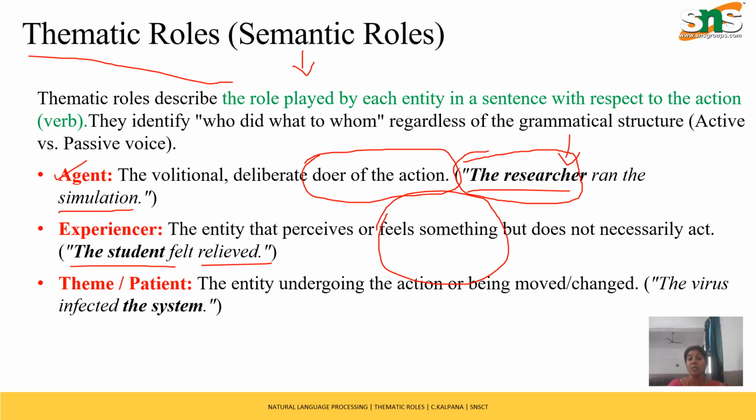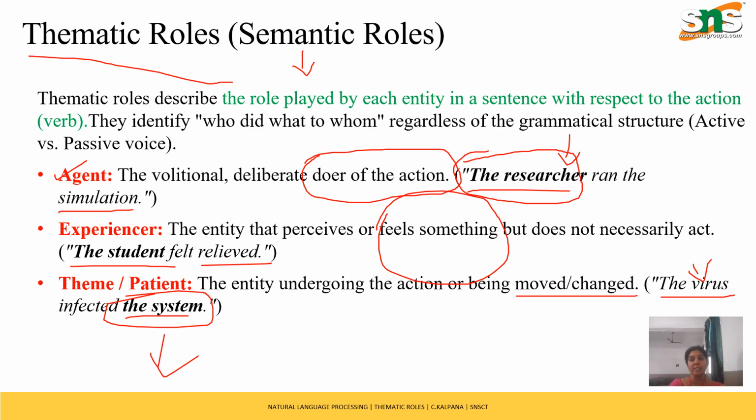And next, an important one, is the theme, or we call it the patient. It is the one undergoing the action or being moved or changed. For example: the virus infected the system. Here the virus is the agent, but the system is the patient, so it is the theme. It has got affected. So the system is the patient, or else we call it the theme. These things are important.